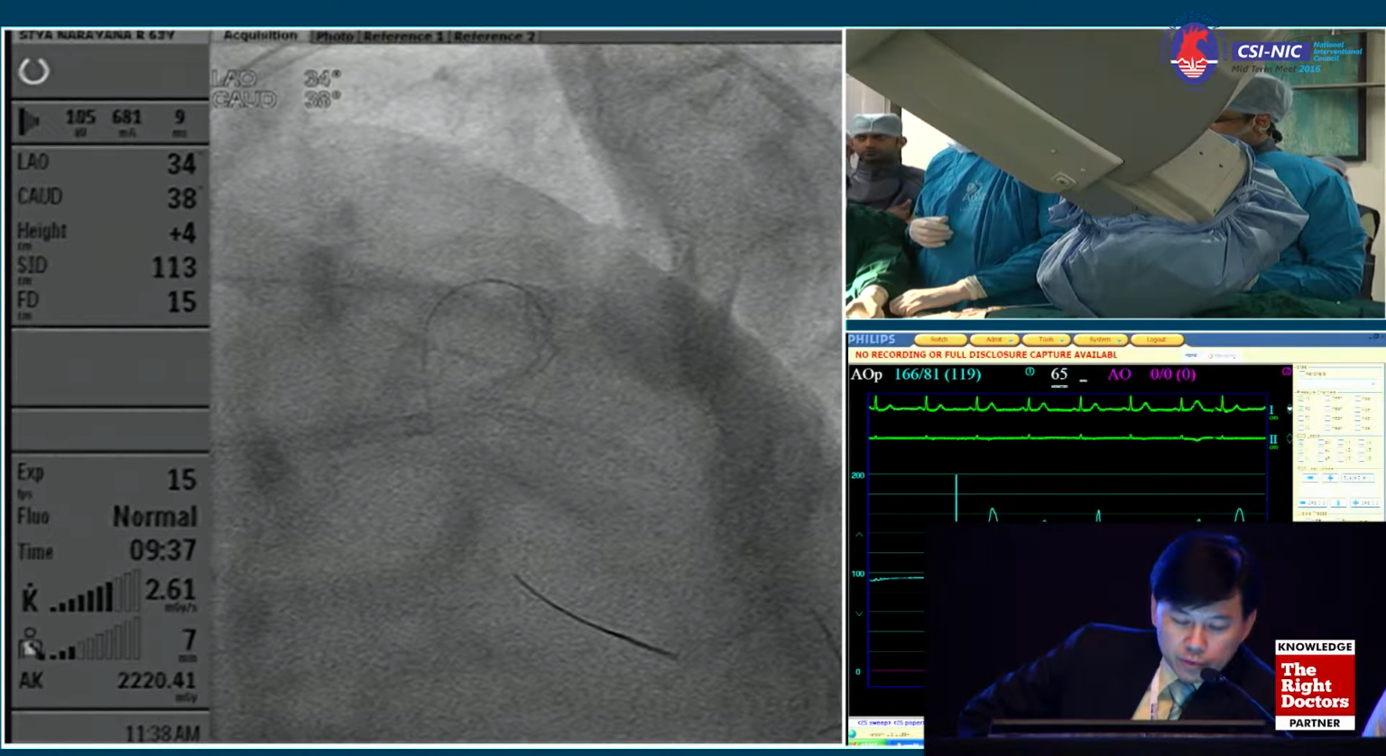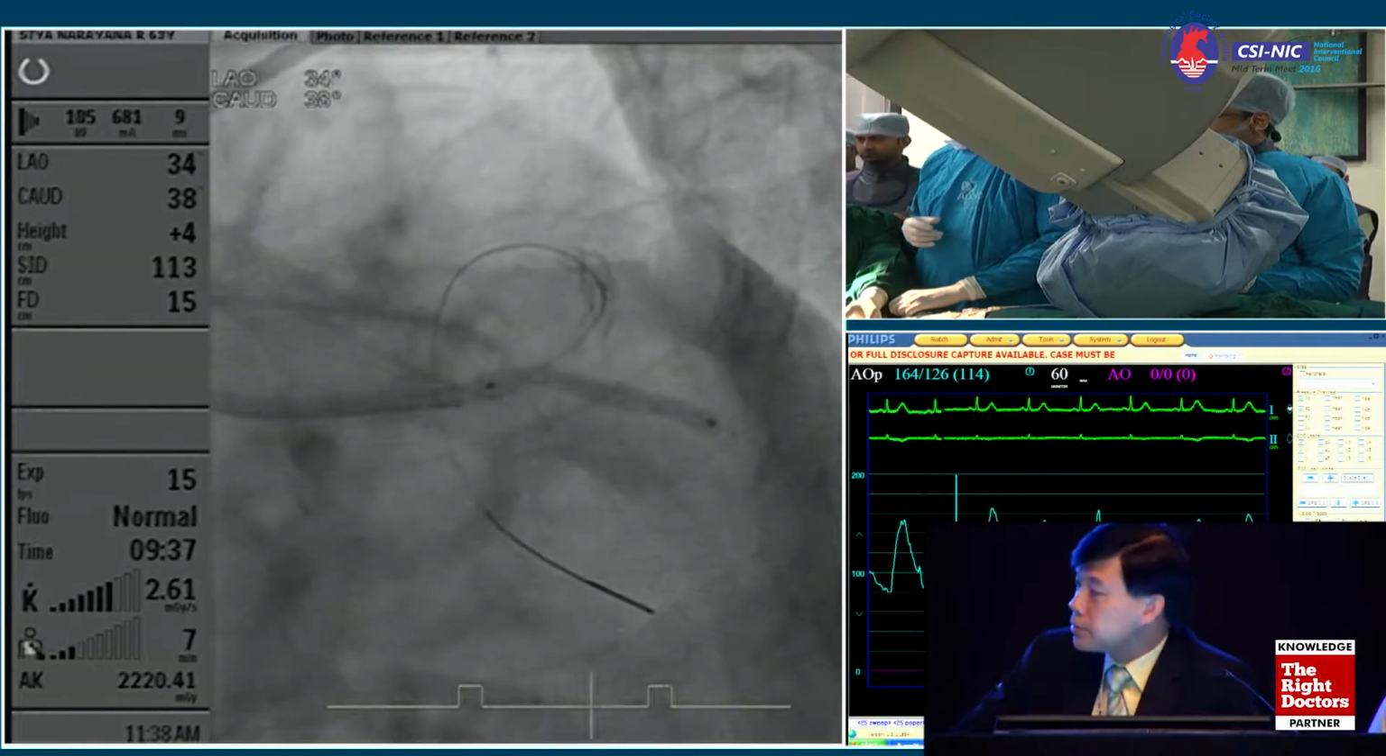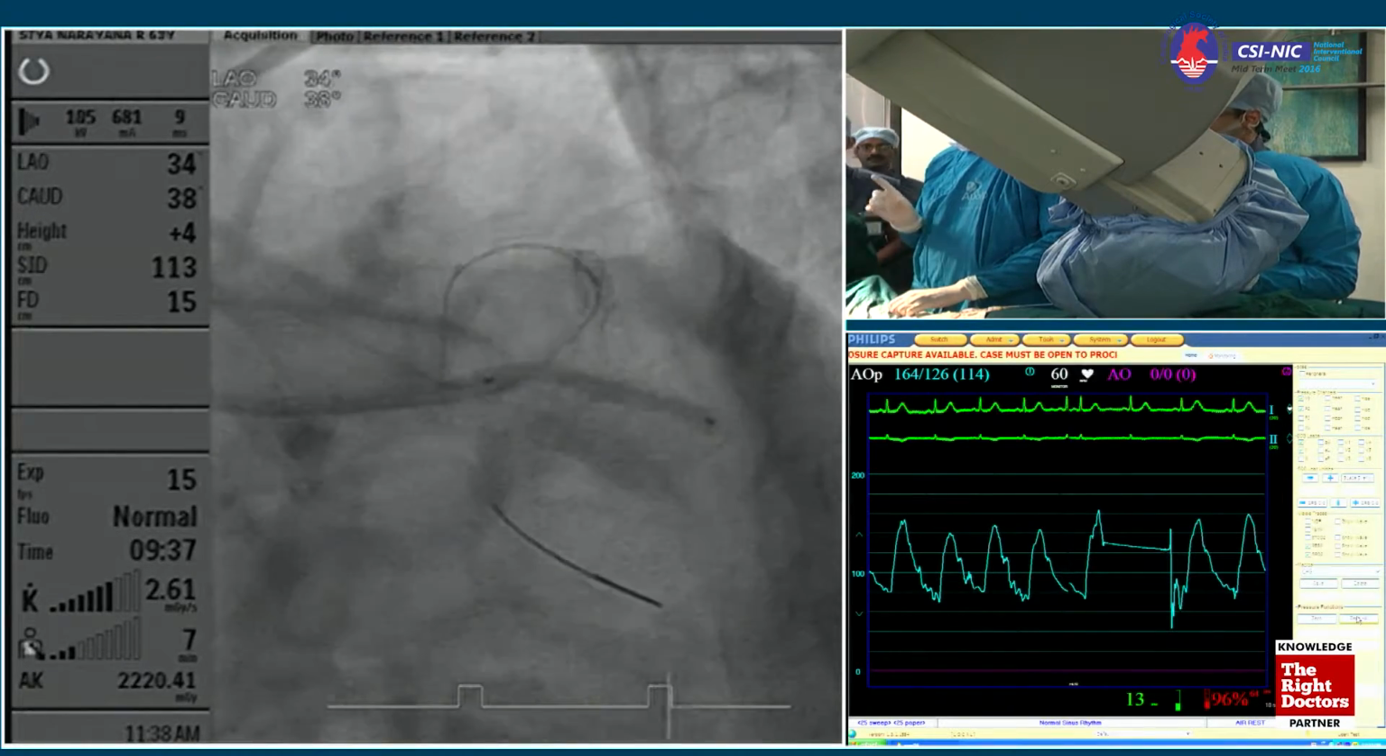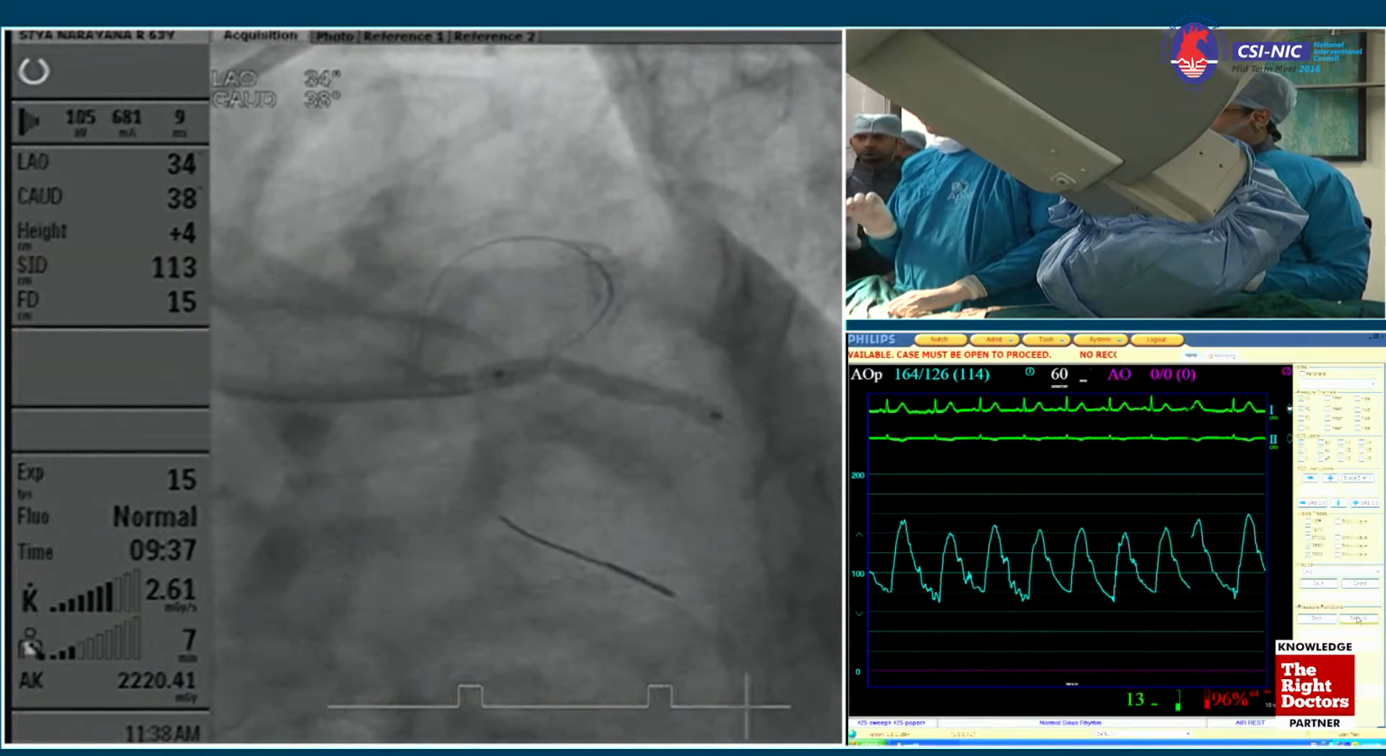But looking at the way Christoph is doing it, it looks like he might be going for a culotte stent strategy. So maybe I can just quickly comment. The point is the following: we can take an IVUS before for sizing.